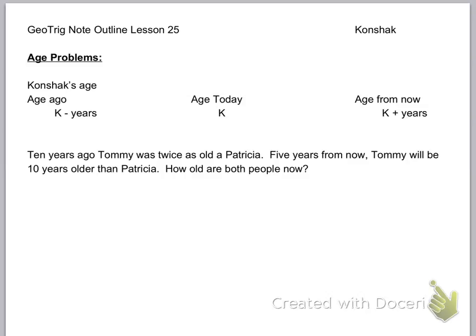Okay? And if I wanted to talk about 1 year ago, and I don't tell you how old I am, 1 year ago would be my current age minus 1. 10 years ago would be my age minus 10. 5 years from now, K plus 5. So you're getting it, it's all based off of today's age, right? That's how we're going to have to do our problems.